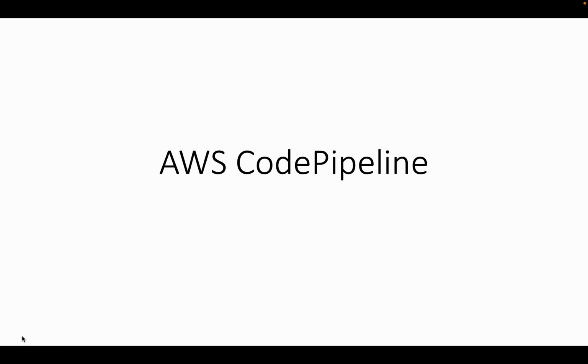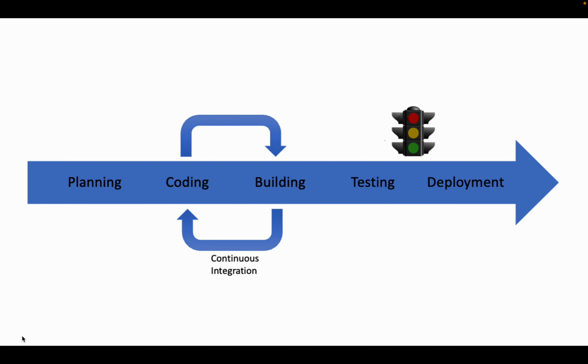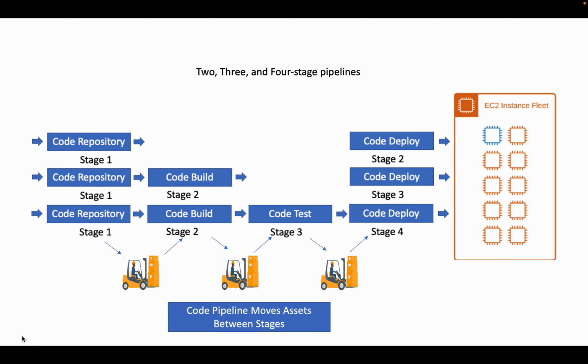Let's get introduced to AWS CodePipeline. In the general sense, when we say the word code pipeline, we're talking about the process of planning out some feature, coding it, compiling it, testing it, and then deploying it to some environment.